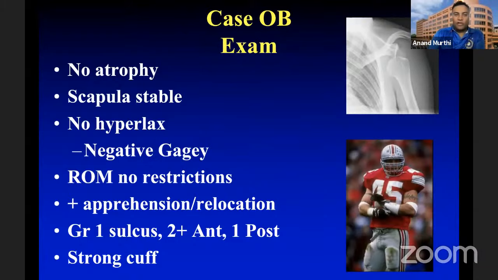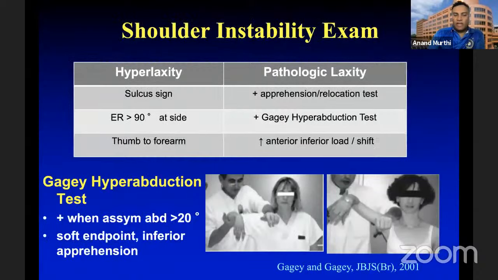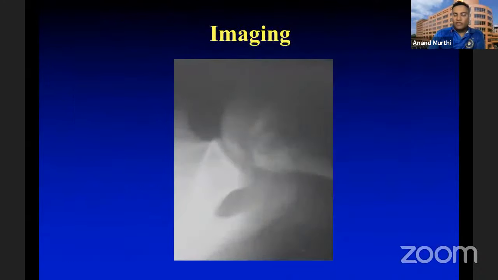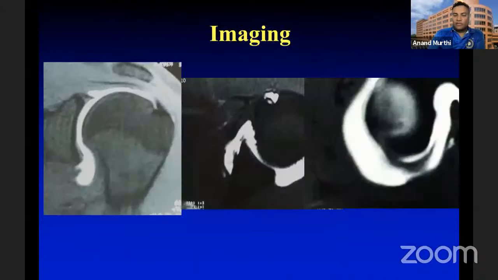cuff as well. This is the Gagey test for hyperlaxity, and I use this and teach our trainees this as well. Looking for hyperlaxity versus pathologic laxity, and not missing a potential MDI type of patient as well. Standard imaging, you can see there's no bone loss.